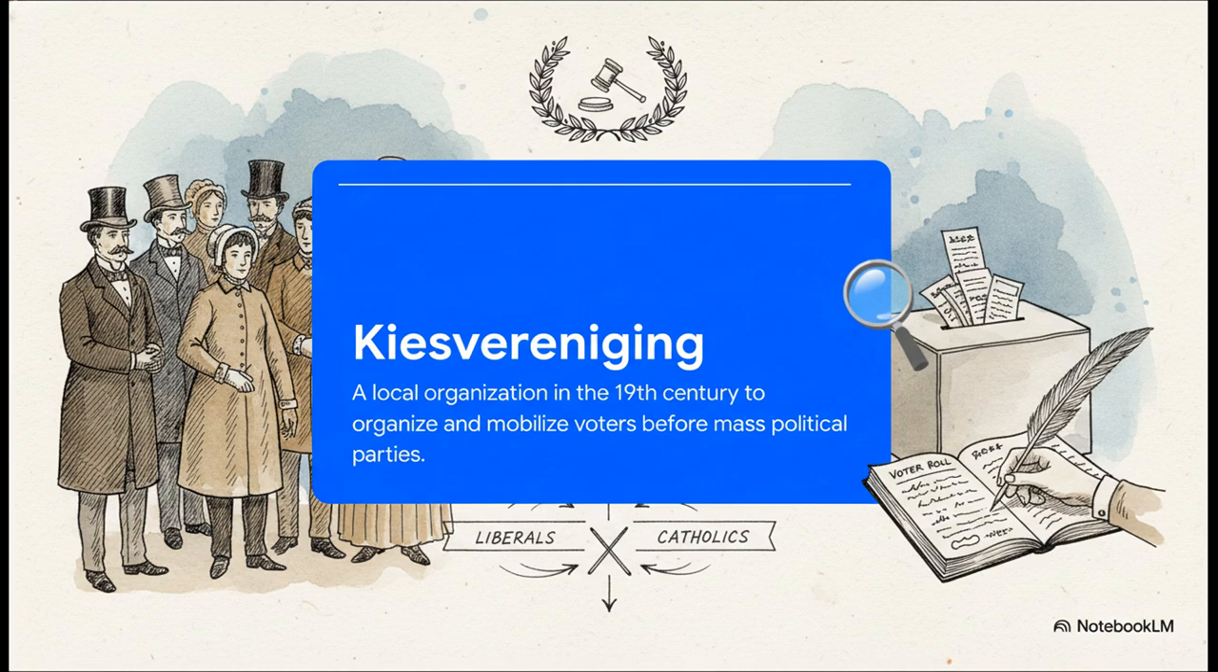Think of these as the prototypes for modern political parties. They were these local groups of influential, like-minded citizens. You had the liberals on one side and the Catholics on the other, and they all got together to figure out one thing: how to win an election.